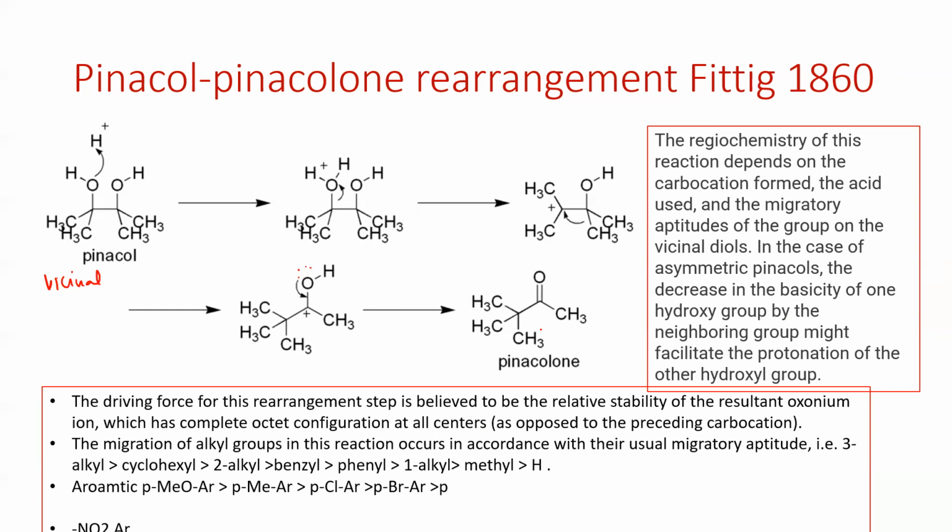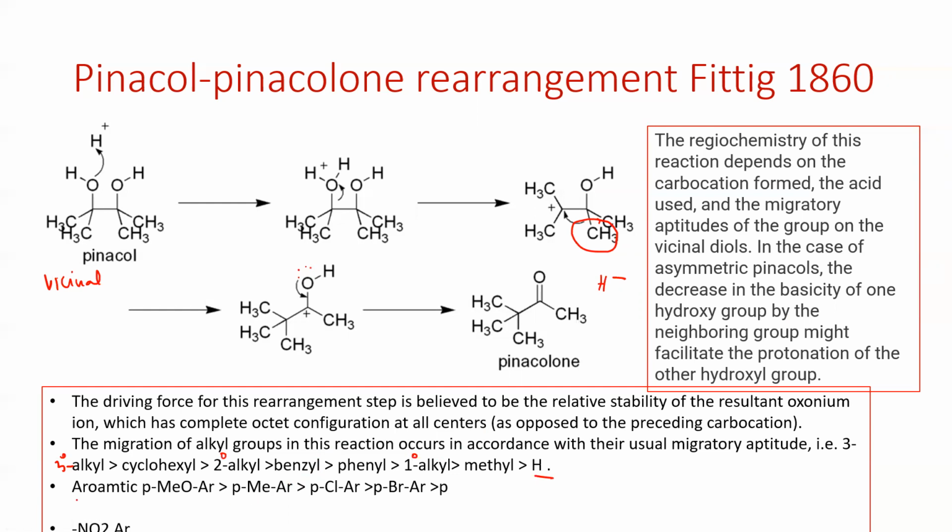And here the regioselective chemistry of the reaction is very important. Here we can see that a methyl group is migrating. If there is a hydrogen atom, a hydride ion will be migrating. If you look into the order of migratory aptitude, tertiary alkyl group migrates very fast. Then cyclohexyl, then secondary alkyl group, then benzyl group, phenyl group, primary alkyl group, methyl group, and hydrogen. So hydrogen has the least affinity to migrate, but tertiary alkyl groups have the highest affinity to migrate.